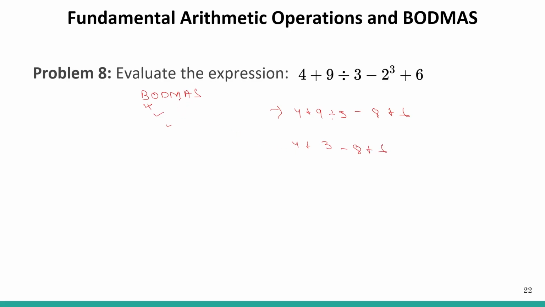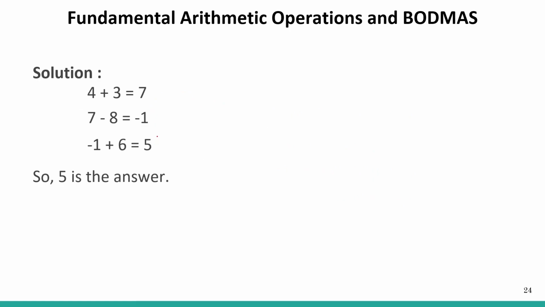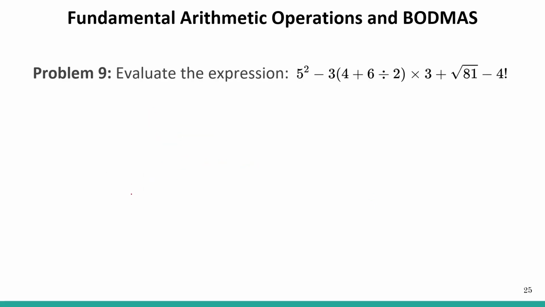So what we are left with is multiplication. Are there any? No. So no multiplication. Then go for addition. So positive 4, positive 3 and positive 6 will be added first. So 4 plus 3 plus 6, that is equal to 7 plus 6 is equal to 13. And then what we will be left with is subtraction. So there is 1, minus 8. So this is equal to 5. So 5 will be the final answer. You can see here 5 is the final answer. So let's go for problem number 9.